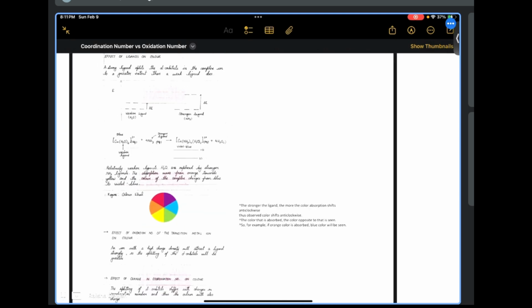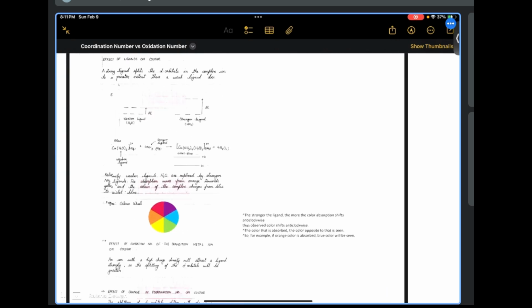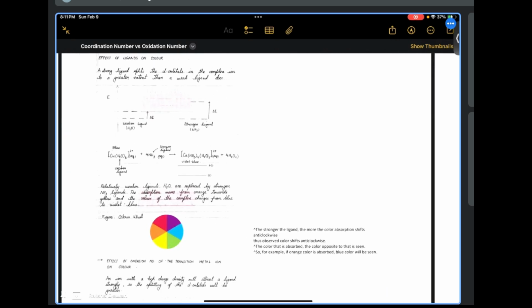Now let's understand the effect of ligands on color. Okay, let's understand the effect of ligands on color.